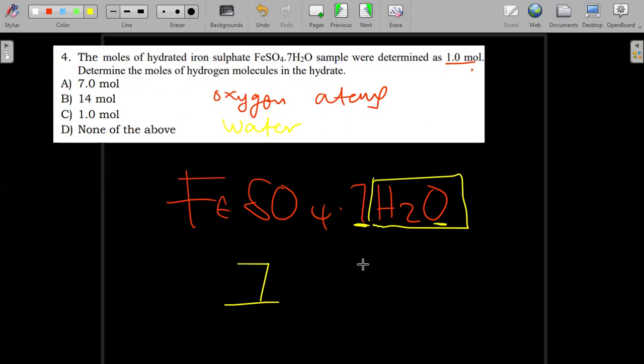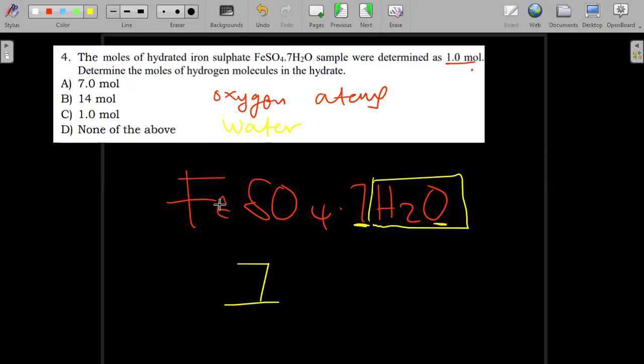Yes, someone has their hand raised. You can ask. Yes, sir, I have a question. Why have we put 7 as the number of moles of oxygen? What about the other oxygen, the one which is on the ferrous sulfate?